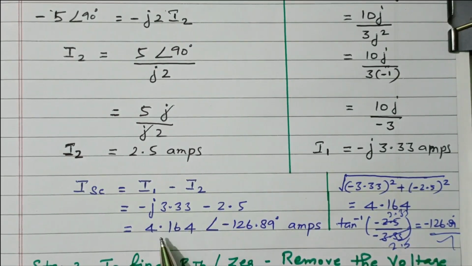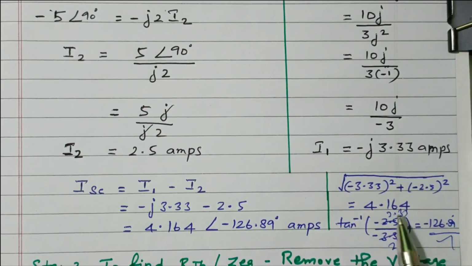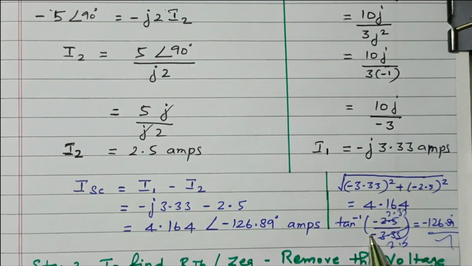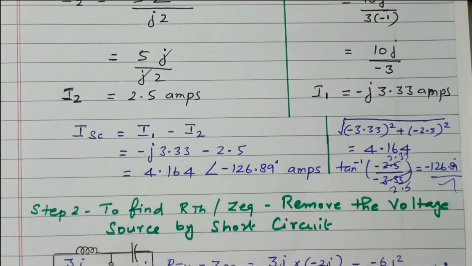This rectangular form is directly converted into polar form using a calculator. Otherwise, this is the formula for magnitude, and this is the formula for angle, tan inverse B by A. So now we calculated the short circuit current.